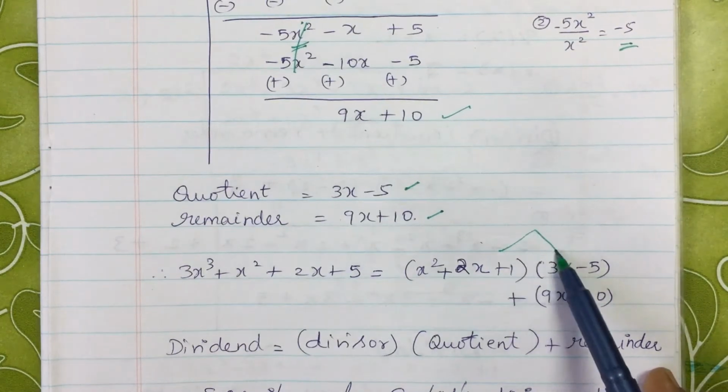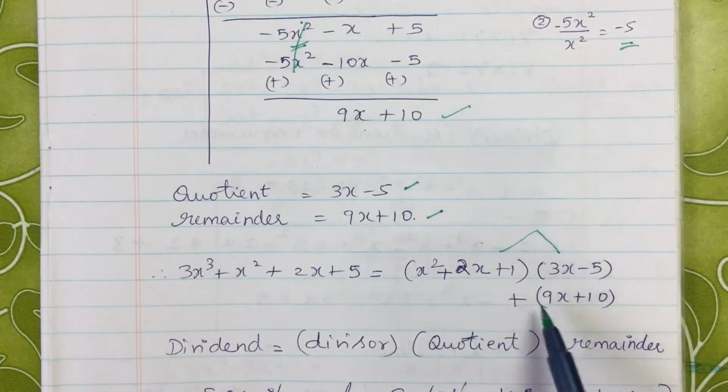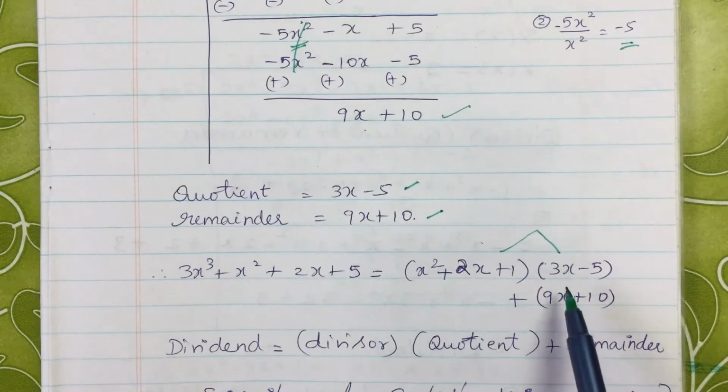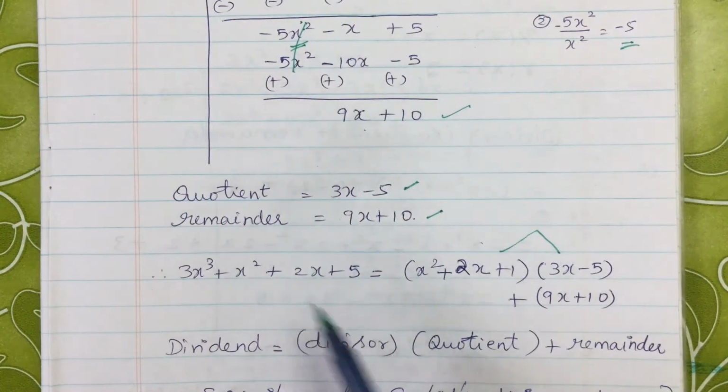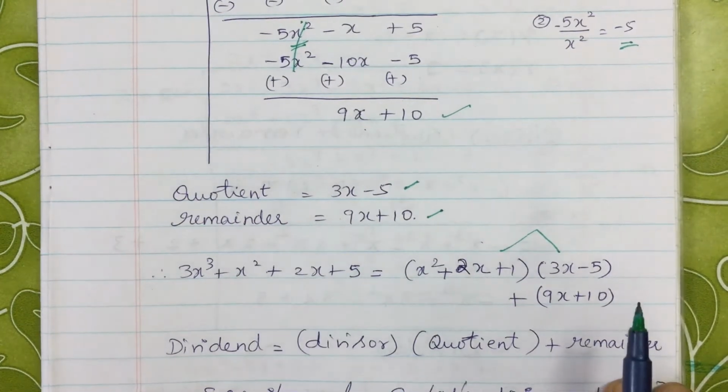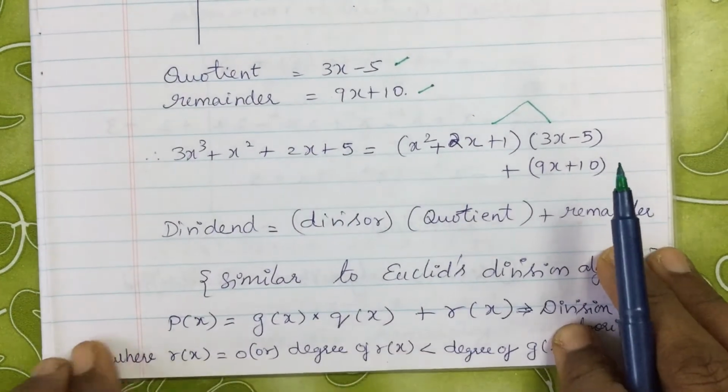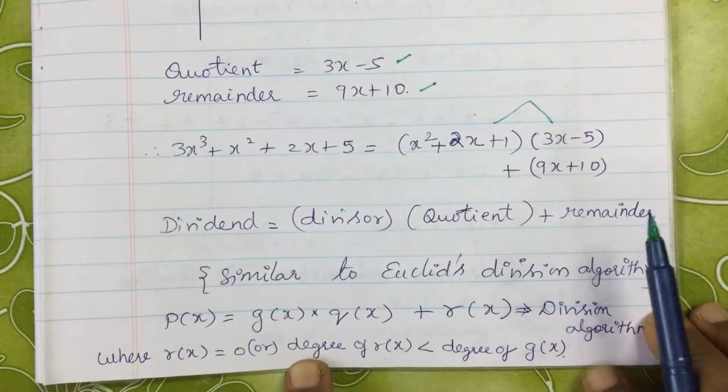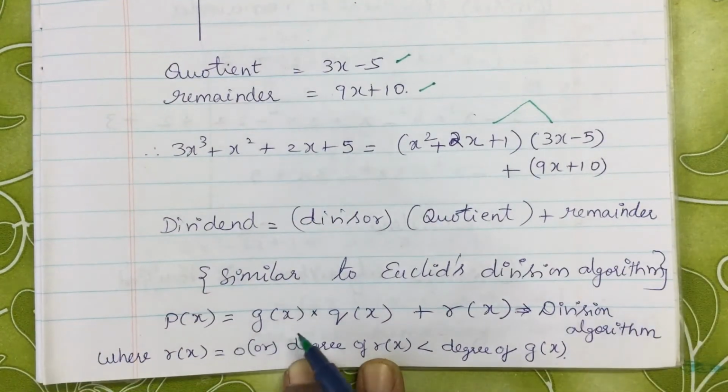I verified by multiplying these two terms and then finally adding the remainder with the result. I got the dividend. Okay, it is almost similar to your Euclid's algorithm. Now this is your division algorithm, that is P of x is equal to G of x into Q of x plus R of x is the division algorithm.